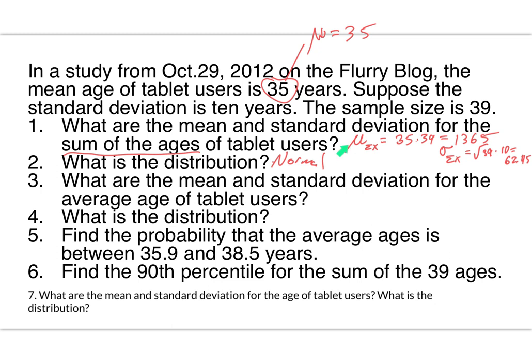So again, the mean of the sums is the mean of just any individual from the sample times the 39 that are sampled. So the average of the sums would be this number. The sum of the ages would be this number. That would be my expected sum of 39 individuals, 39 times 35. The standard deviation is the square root of the sample size, n, times the standard deviation. 62 point here. So there we go.